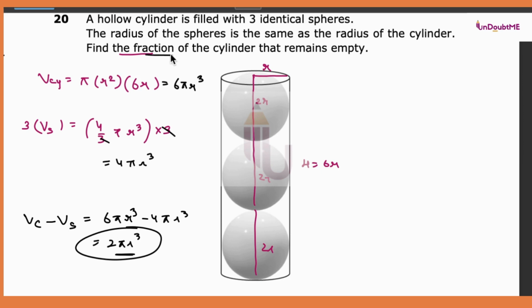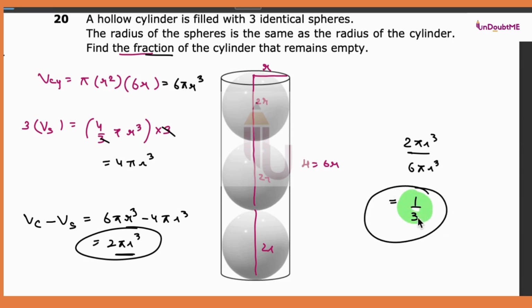Now they are asking the fraction of the cylinder that remains empty, which will be the empty portion over the actual volume of the cylinder, which is 6 pi r cube, and that will give me 1/3. So 1/3 of the fraction of the cylinder will remain empty. Okay, you can write it down properly, but this is how you have to show your working, and the question is done.